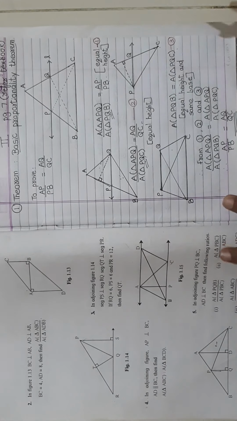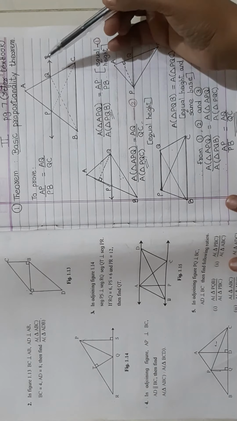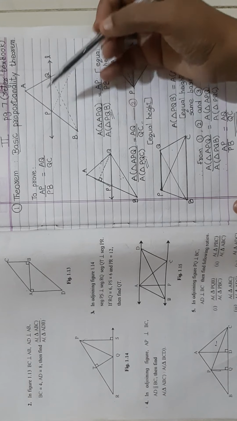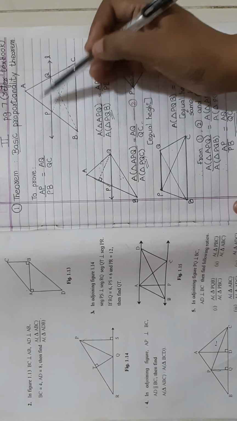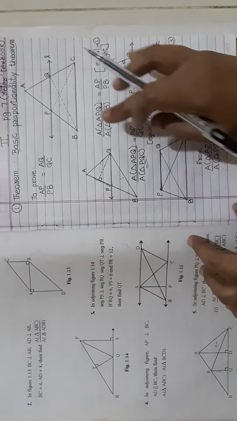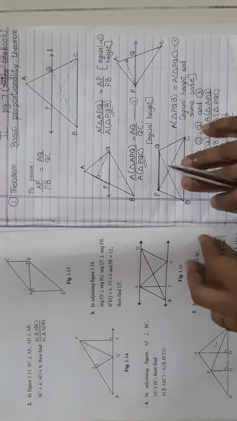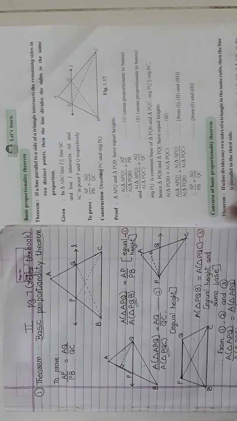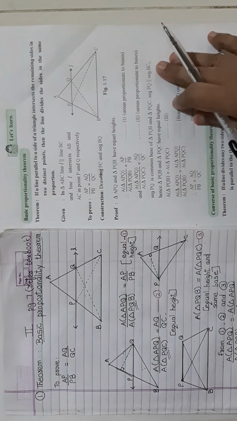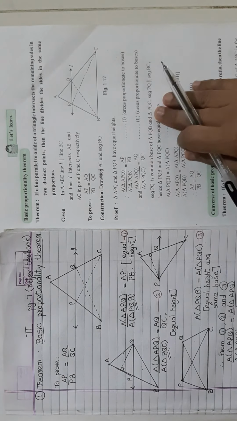That is, again I repeat, if a triangle is given and a line is parallel to a side of the triangle, then this line divides the other two sides in proportion. So here I have explained with diagrams. You can refer to textbook page number 7 and you can see how they have explained. Whichever you prefer, you can follow.